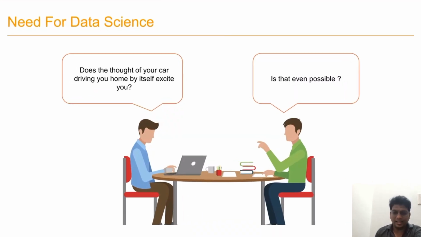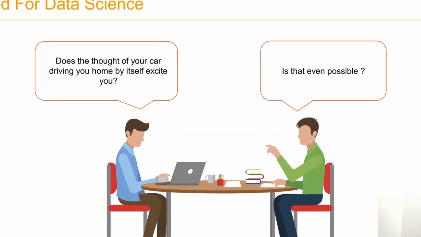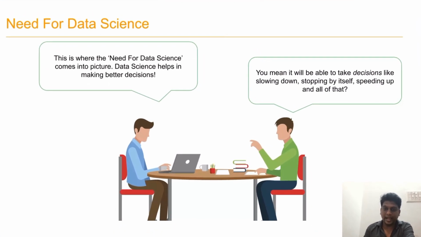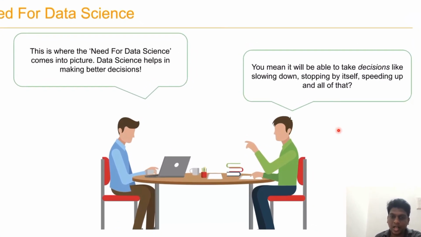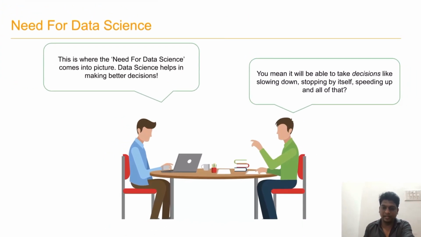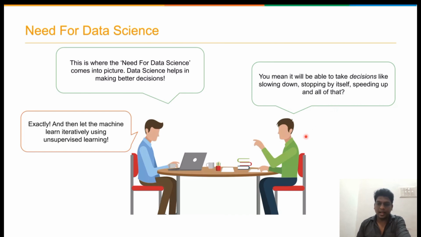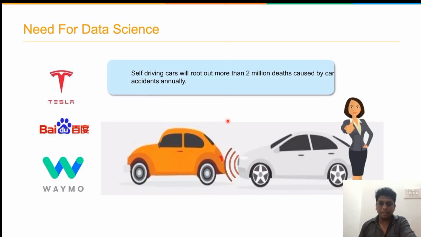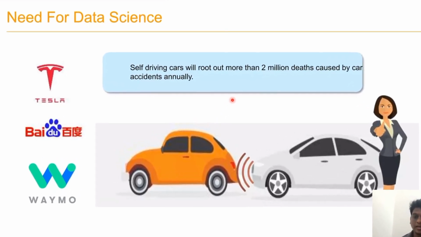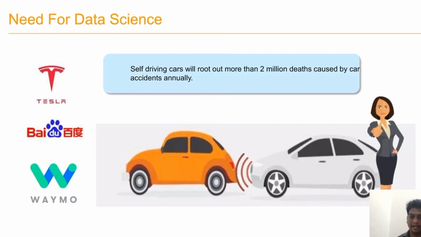Can a car drive by itself? Is it possible? Yes, it is possible. Not only can it drive, it can take decisions like slowing down, stopping by itself, speeding, and so on. With the help of machine learning algorithms like supervised and unsupervised learning, we can perform these kinds of operations. This type of self-driving can help root out more than 2 million deaths per year.